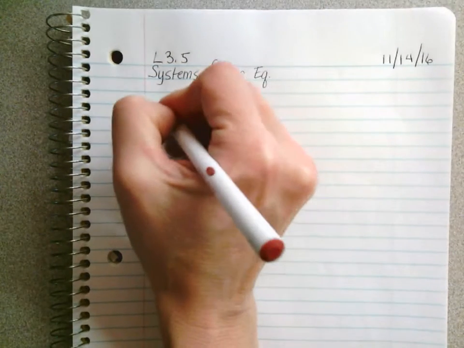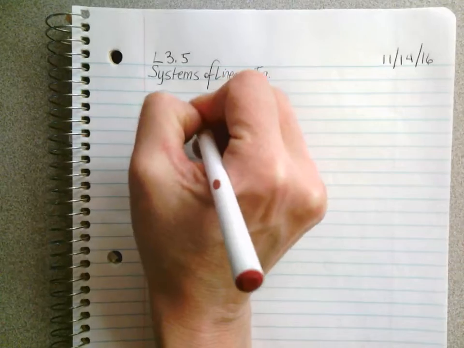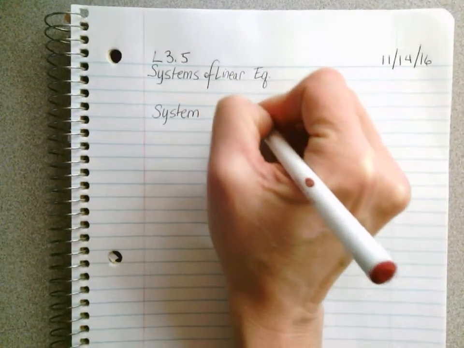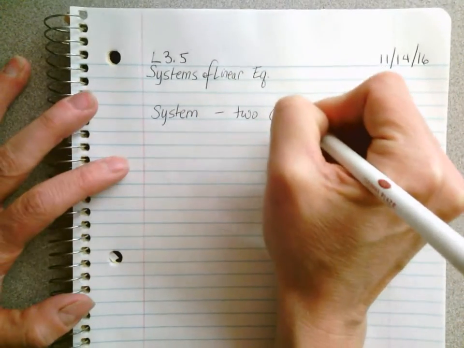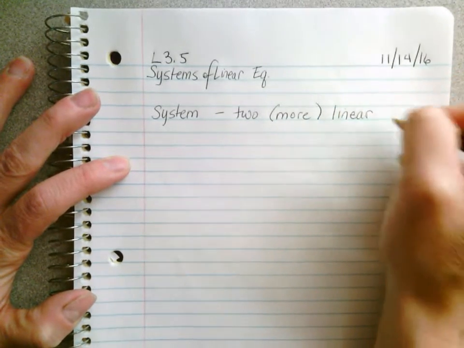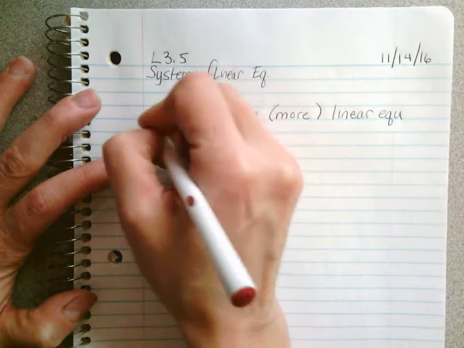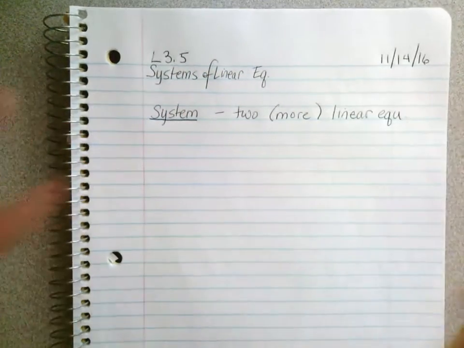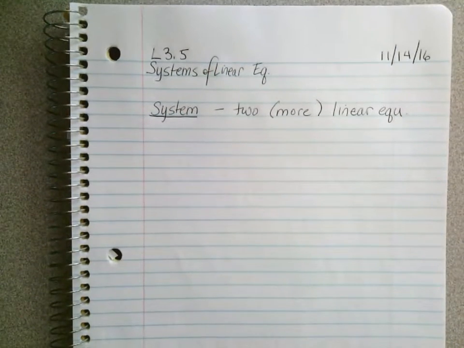Well, a system is generally two, sometimes more, linear equations. A system is usually two, but sometimes more, linear equations.